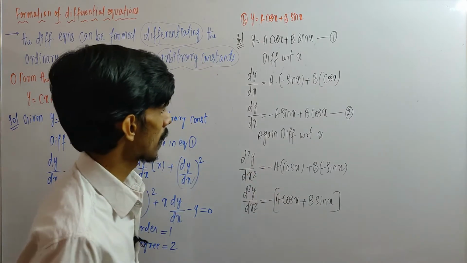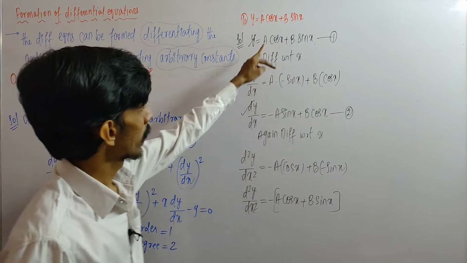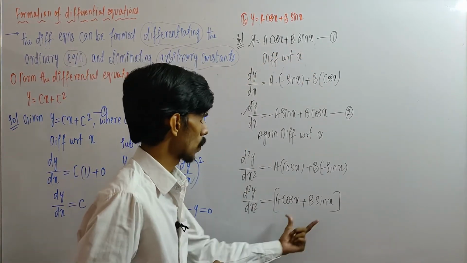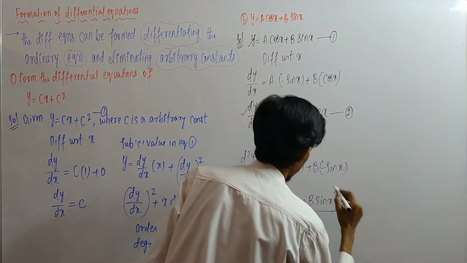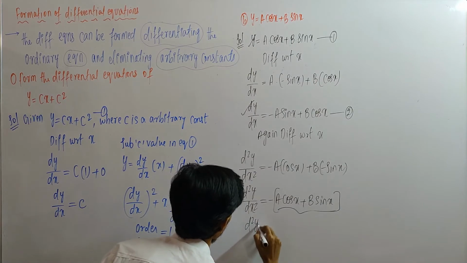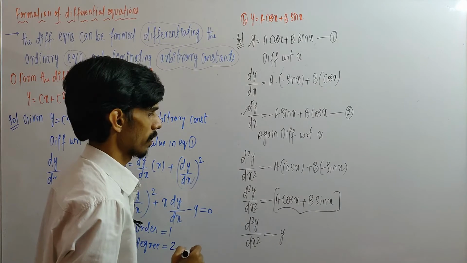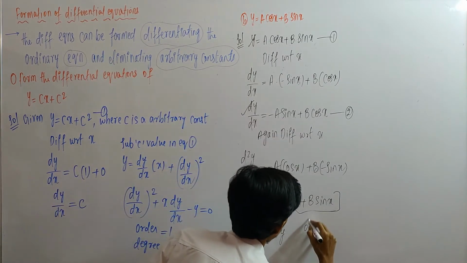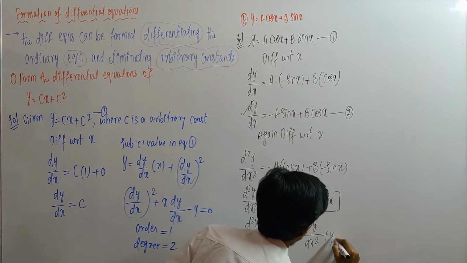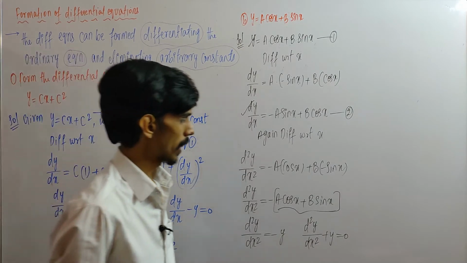Now we have differentiated two times. We have two equations. Let us see equation 1 and equation 2. Here we have a cos x, b sin x. Now compare here a cos x, b sin x. So we can replace this term by y. So here we have d square y by dx square is equals to minus y. It means that we got d square y by dx square plus y is equals to 0. This is the differential equation.